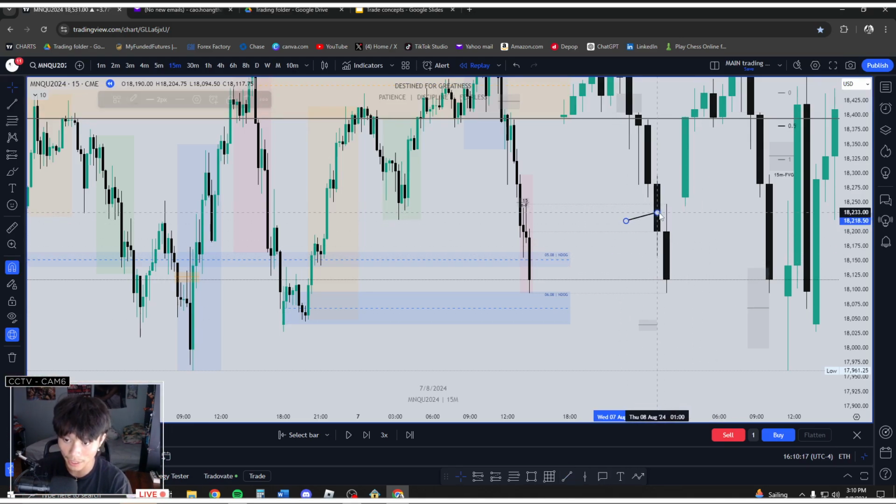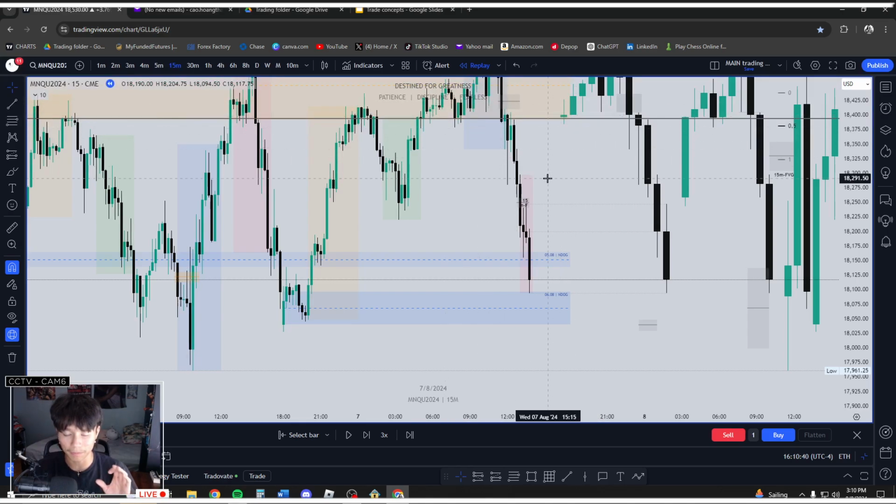With that in mind, I'm now just trying to find an entry model, a way for me to enter the trade, because I'm not going to enter a trade purely based off of theory. There should be a reason for me to enter that trade. I need some sort of entry model, and I will show you that a little bit later.